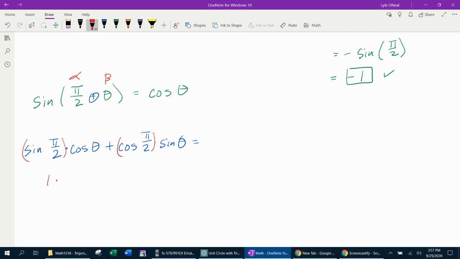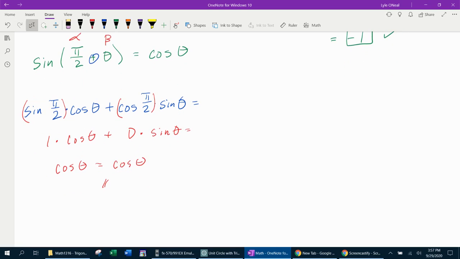Sine of pi over 2 is 1. Cosine of pi over 2 is 0. 1 times cosine theta, that's cosine theta. 0 times anything is 0. And we have just established that identity using a sum or difference formula. Freaking sweet.